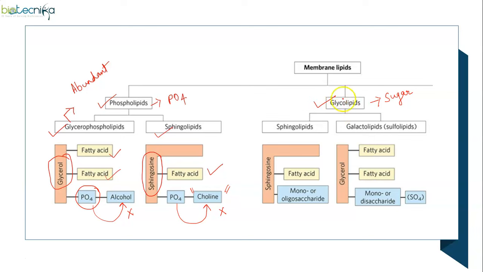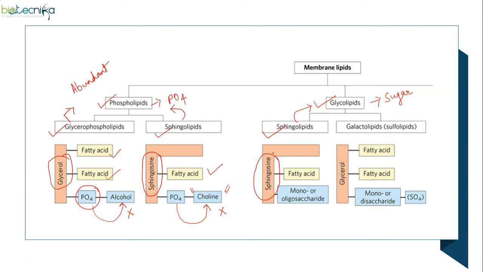Now, if we look into the glycolipids, again we have sphingolipid. Now, a question can arise. How can you differentiate between a sphingolipid that comes under glycolipid and a sphingolipid that comes under phospholipids? Well, we can call it a glycosphingolipid, phosphosphingolipid, or sphingophospholipid, sphingoglycolipid. So, whenever any question comes related to that, it will be clear whether they are asking glycolipids or phospholipids.